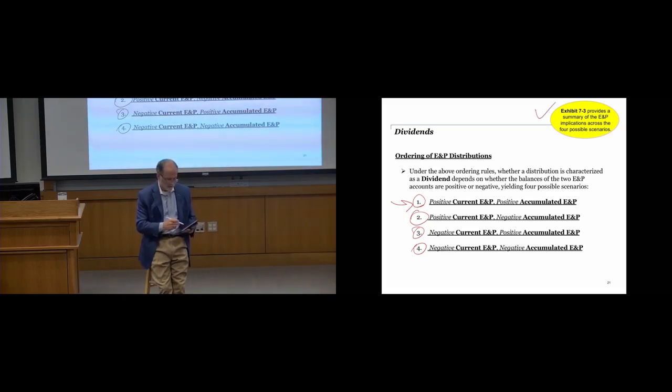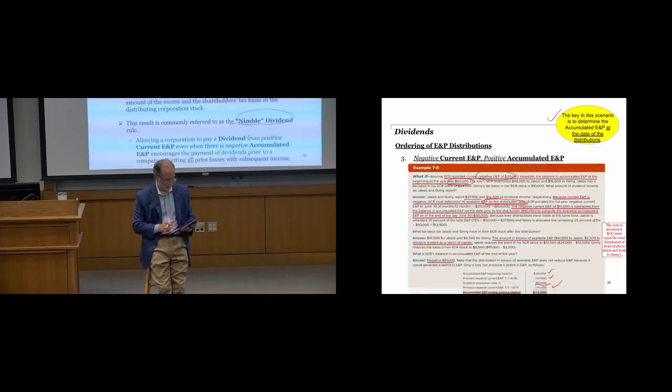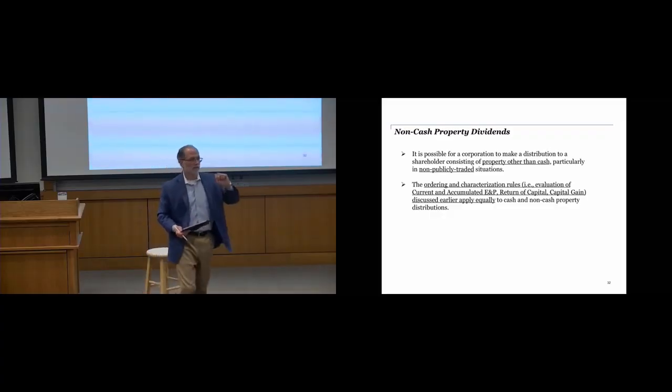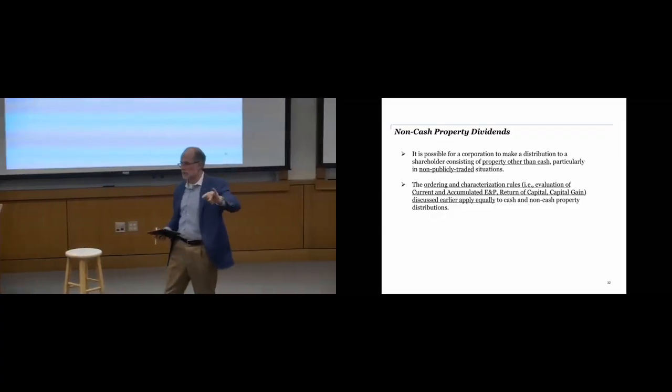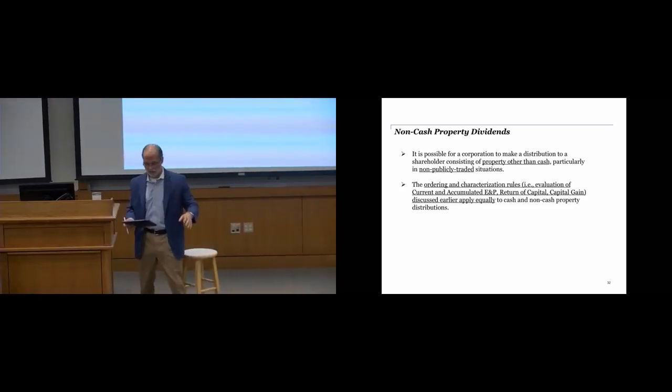Okay. And 7.3 is a nice example too. Okay. So that is the ordering rules for distribution. Okay. Now we're going to talk about non-cash property distributions.